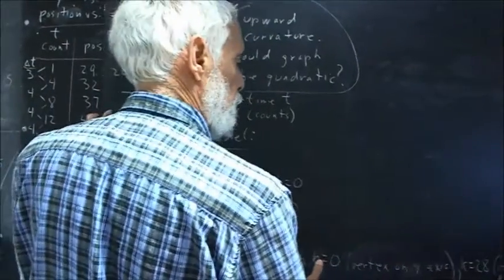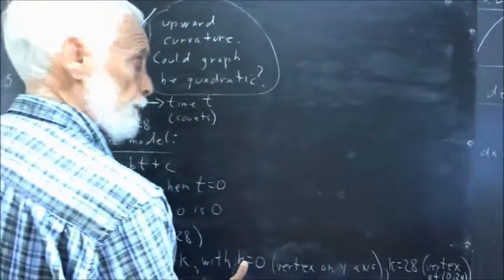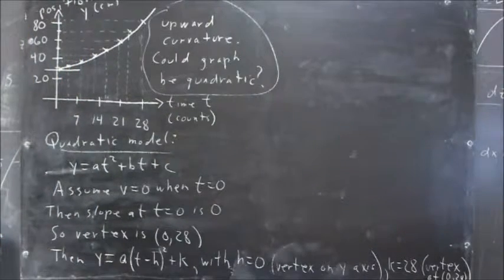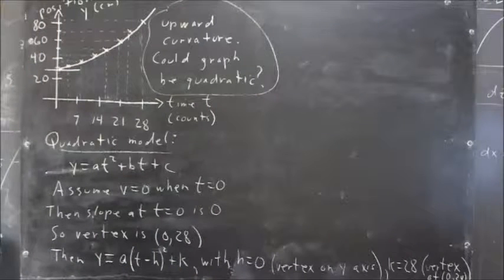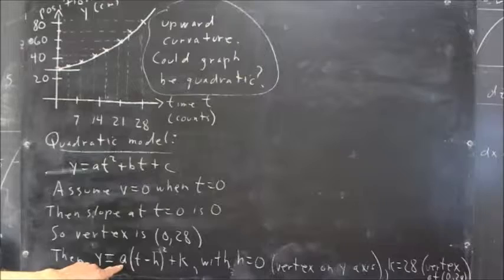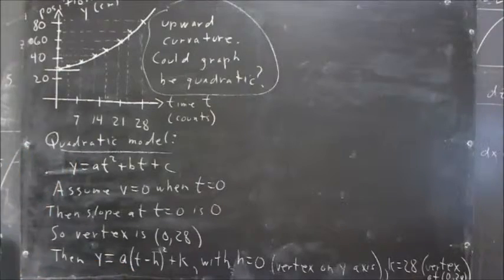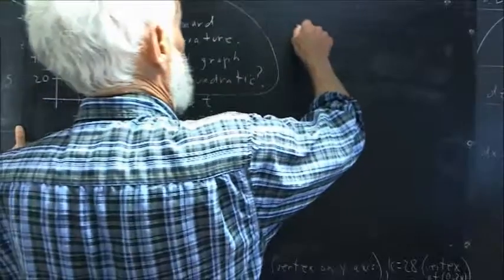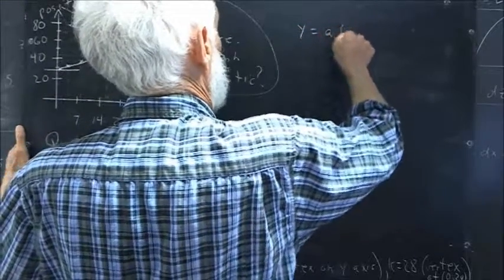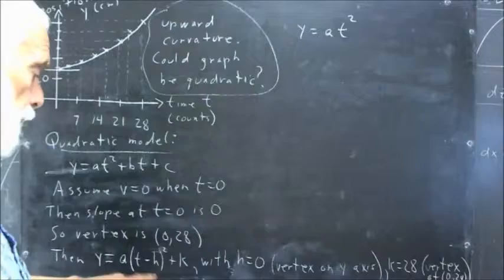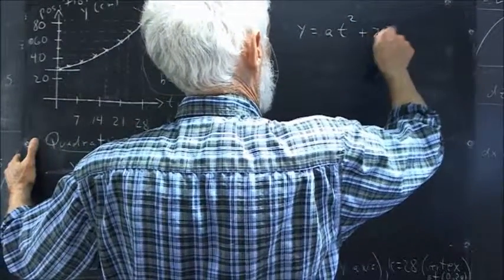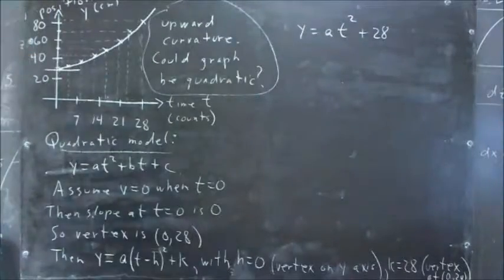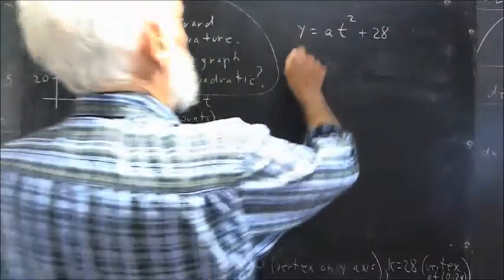So that achieves what we need here. And let me move this board over so we can read everything I just wrote. We don't need that data table anymore. Okay, so h is 0, k is 28. What does that leave us? It leaves us only a to determine. So now we know that y equals a times t squared, since h is 0, t minus h is just t, that's squared, plus k, which is 28. We've got to determine a.